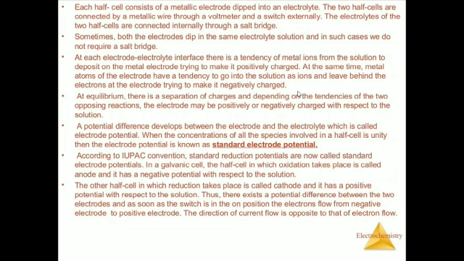The direction of current flow is opposite to that of electron flow. Electrons flow from the negative electrode to the positive electrode through the solution, and current flows through the wire outside, externally connected with the cell, from the positive to the negative electrode.